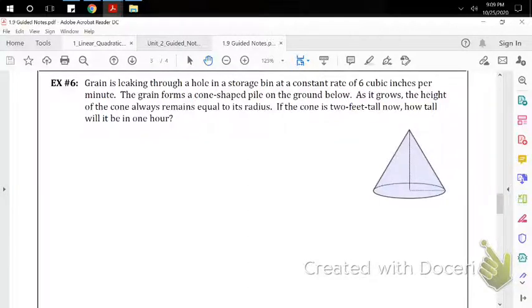Alright, well, let's see. We can see that the grain is leaking through a hole in a storage bin at a constant rate of 6 cubic inches per minute. Alright, so we have this rate of leakage.